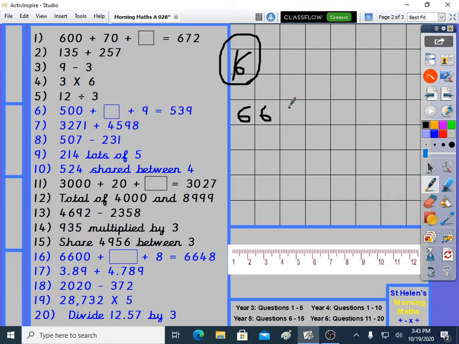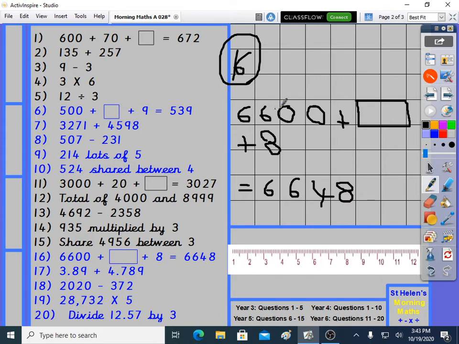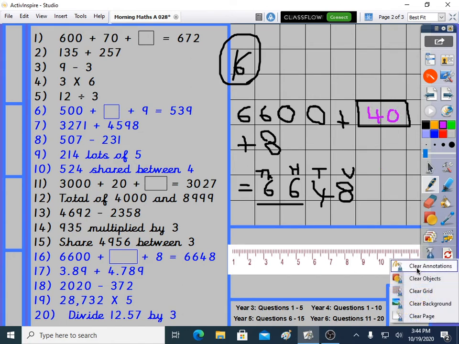6,600 plus a mystery plus 8, all that altogether makes 6,648. So 6,600, that's there, isn't it? 6 in the thousands, 6 in the hundreds. And that 4 tens is not in there. The 8 units is. So missing is the 4 tens. 4 tens, of course, 40. That's what goes in there. On to question 17.